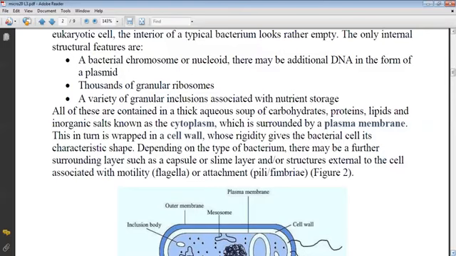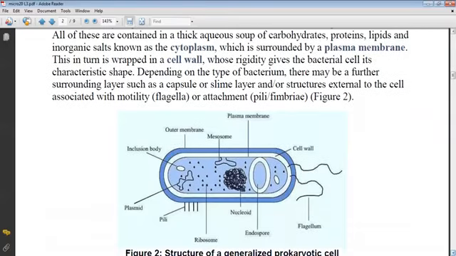This in turn is wrapped in a cell wall. بعدين plasma membrane تكون محاطة بالcell wall whose rigidity gives the bacterial cell its characteristic shape. عادة شكل البكتيريا تأتي من خلال القوة التي تمنحها الجدار الخلوي. Depending on the type of bacterium, there may be a further surrounding layer such as capsule.